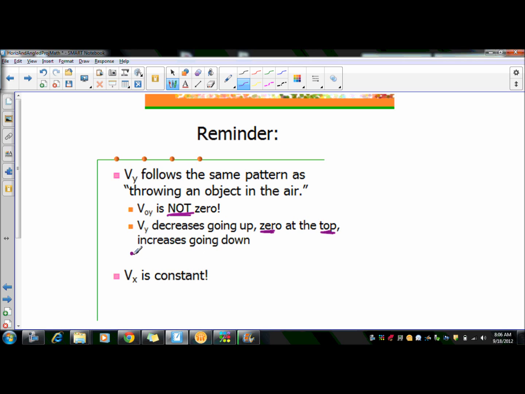And actually, if you want to put an extra little square here, we also said that the final, when it hits the ground, equals the negative of the initial, so at ground. And Vx is constant, which means Vx will always be the same number, and we'll see how that plays into these examples that we do.